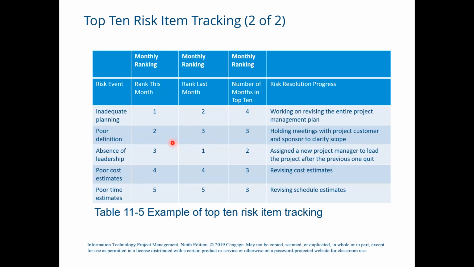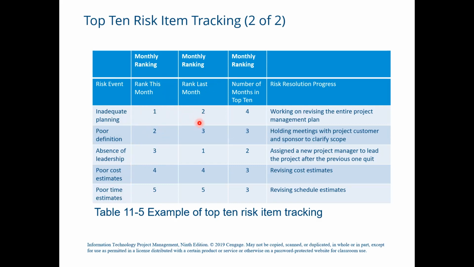and this table provides an example of a top 10 risk item tracking chart that could be used at a management review meeting for a project. You can see here in this example, we only include the 5 negative risk events. First is inadequate planning, then poor definition, absence of leadership, poor cost estimates, and poor time estimates. You can notice that each risk event is ranked based on the current month, the monthly ranking.